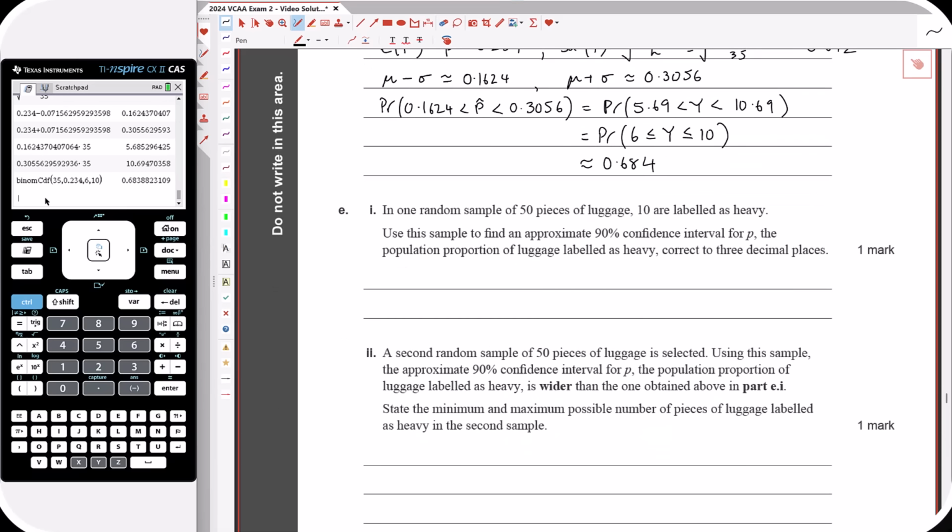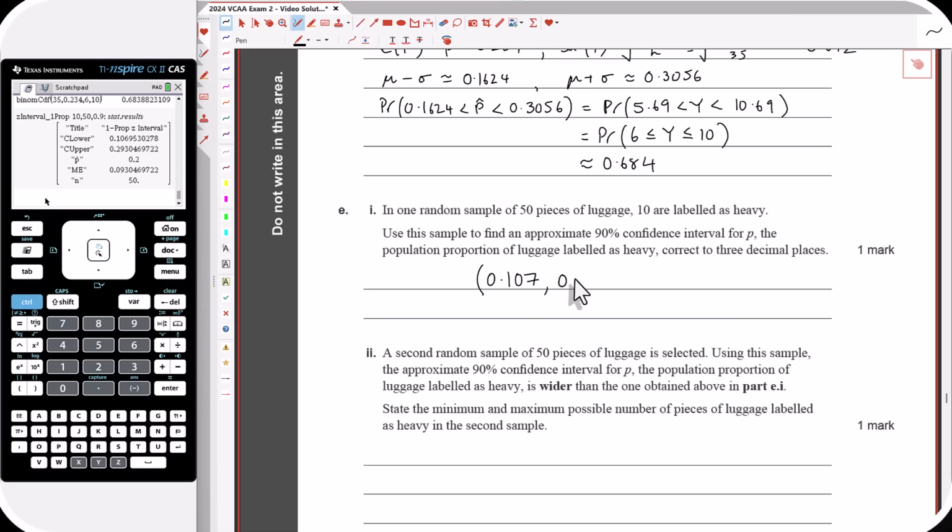In one random sample of 50 pieces of luggage, 10 are labelled as heavy. Use this sample to find an approximate 90% confidence interval. Okay, so this is a straightforward CAS question. So menu 665 for your confidence interval. My number of successes is 10 in a sample of 50, and I want 0.9 level of confidence. And so my confidence interval is 0.107 to 0.232937.